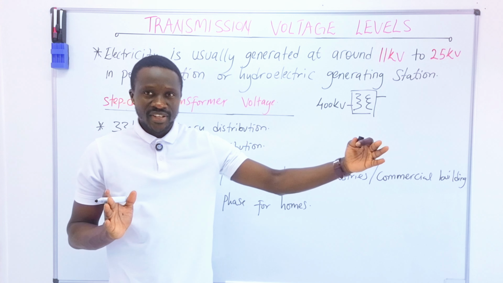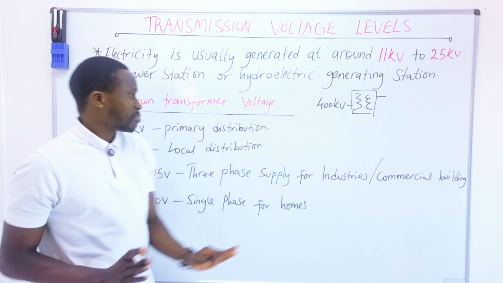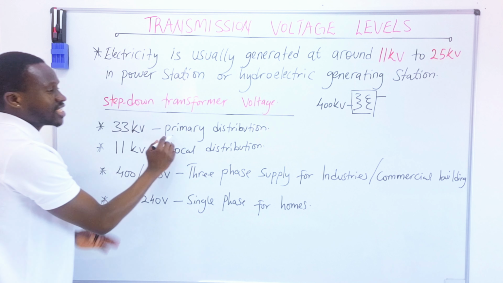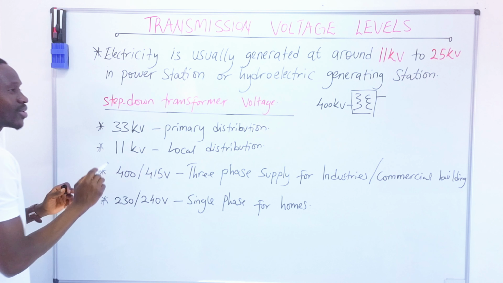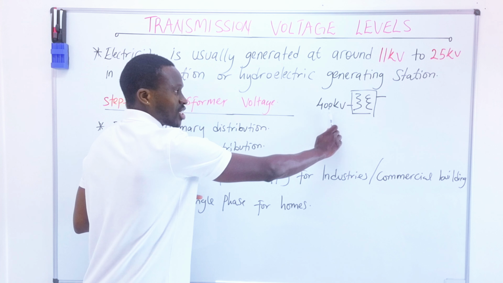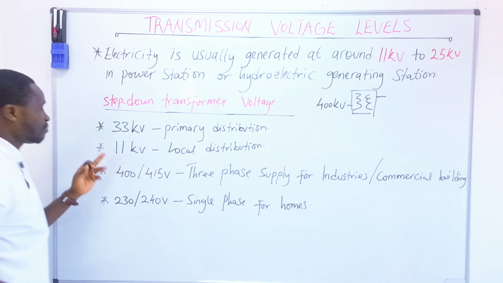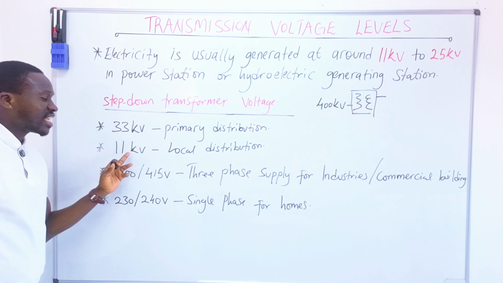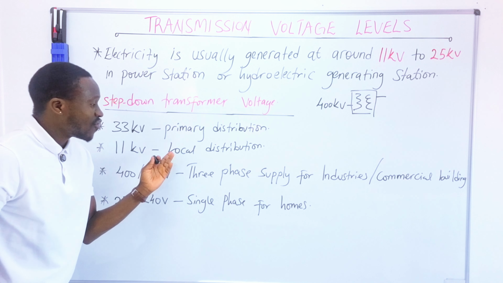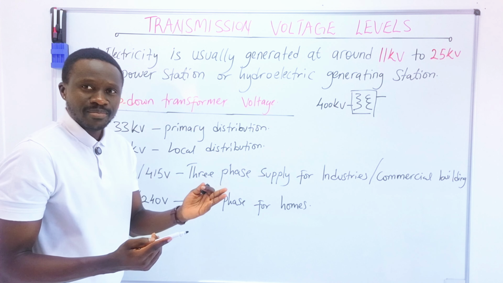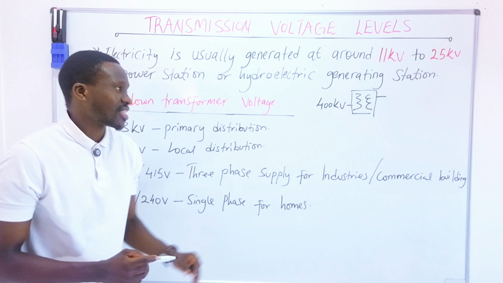433, you see the difference, meaning this one is being stepped down by that transformer. It is a primary for primary distribution. Now this step down transformer may step down this high voltage into 11 kV, 11,000 volts, for local distributions. It steps down again when it reaches the substation.